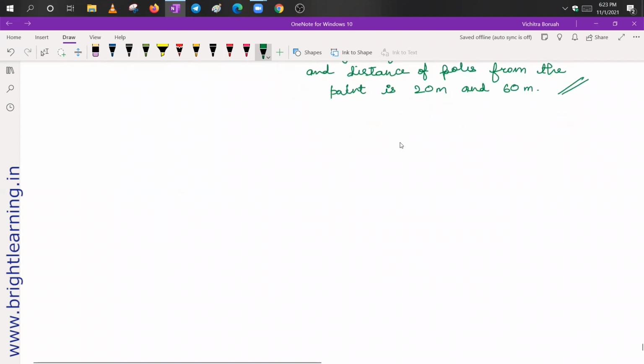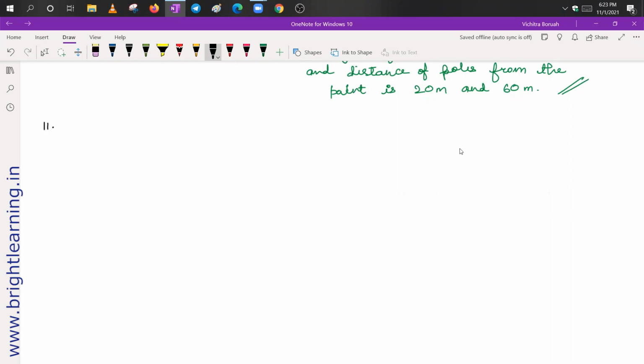Okay, so now the next question, it is question number 11. A TV tower stands vertically on a bank of a canal. From a point on the other bank directly opposite to the tower, the angle of elevation of the top of the tower is 60 degree. From another point 20 meters away from this point on the line joining this point to the foot of the tower, the angle of elevation of the top of the tower is 30 degree. So find the height of the tower and the width of the canal.